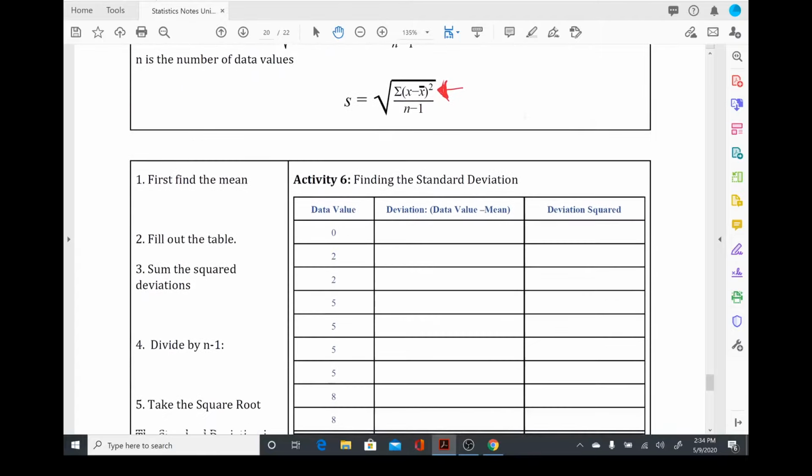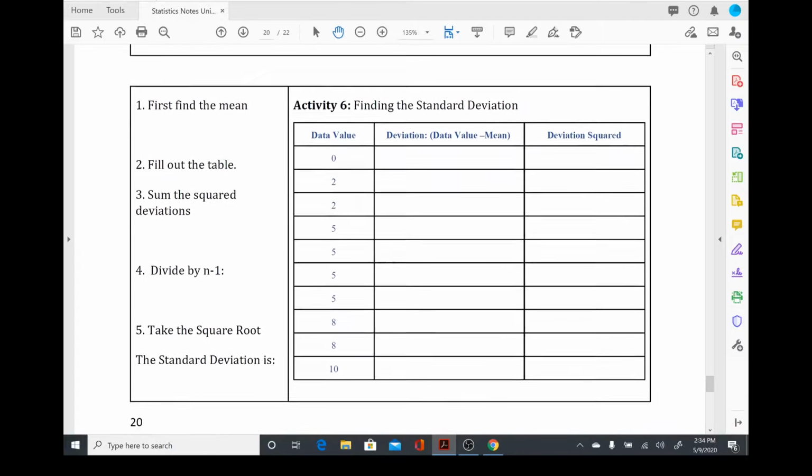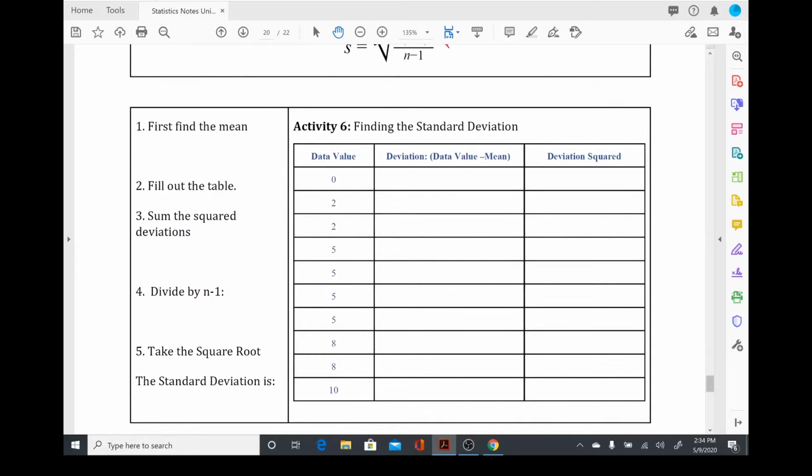In order to do it, we'll need to follow these steps. We'll need to first find the mean of this set of data. So in order to find the mean, you'll add all the data values up and divide it by 10. Add them all up, divide by 10, and you'll find the mean. That is your X bar number. You'll find that out. It will be 5. Then we'll find the deviation. How far is each data value away from the mean? How far is 0 away from the mean? It is 5 away from the mean.